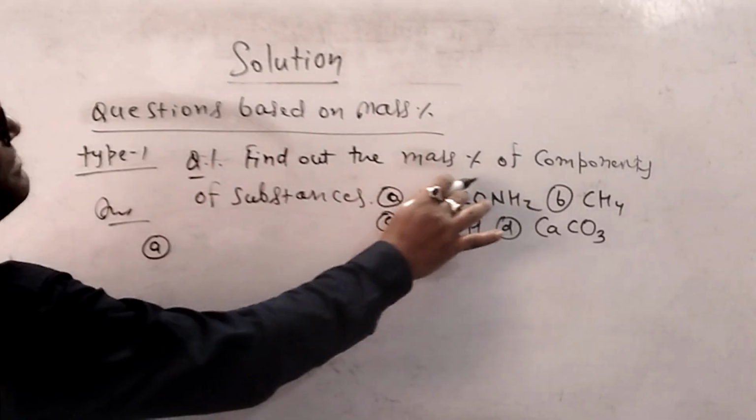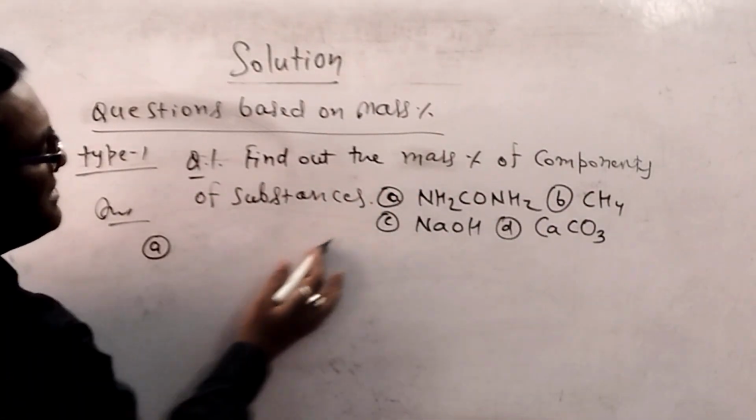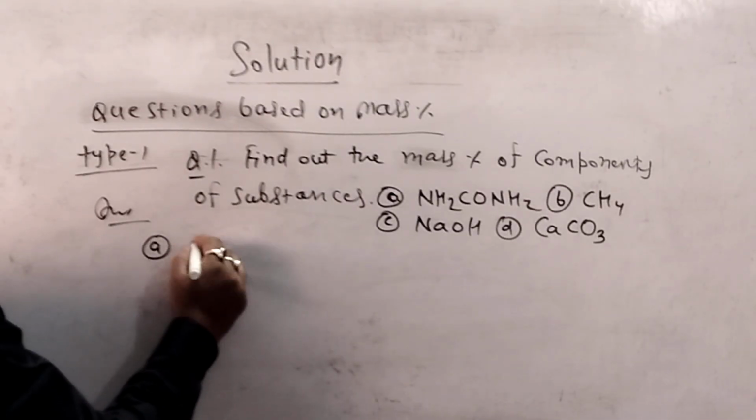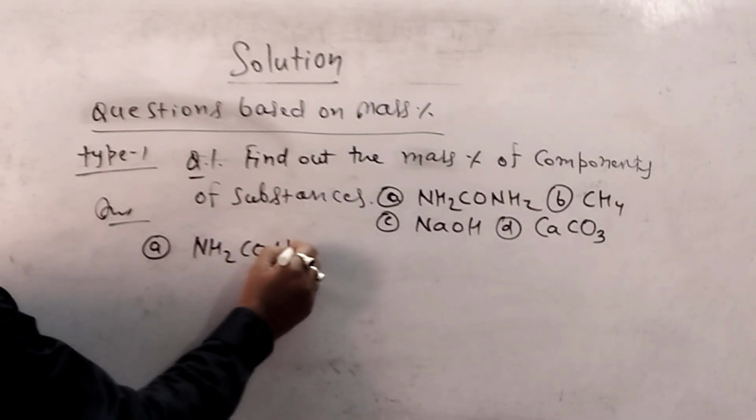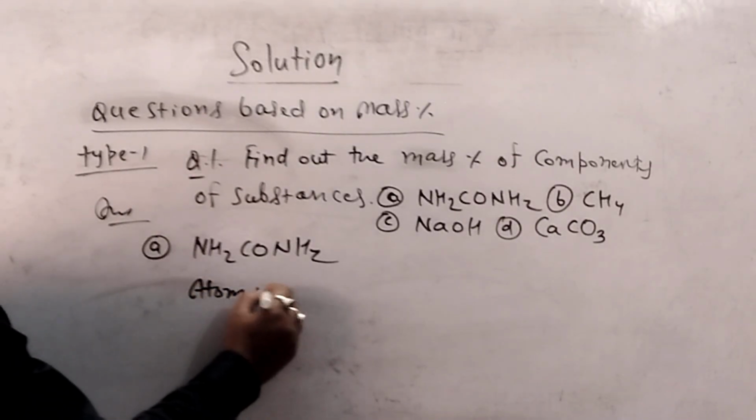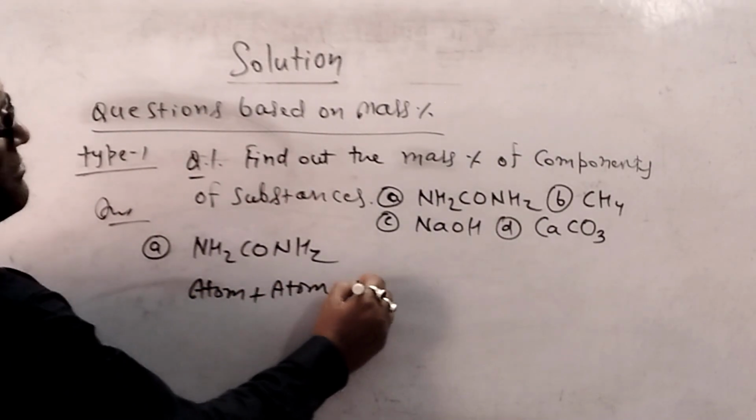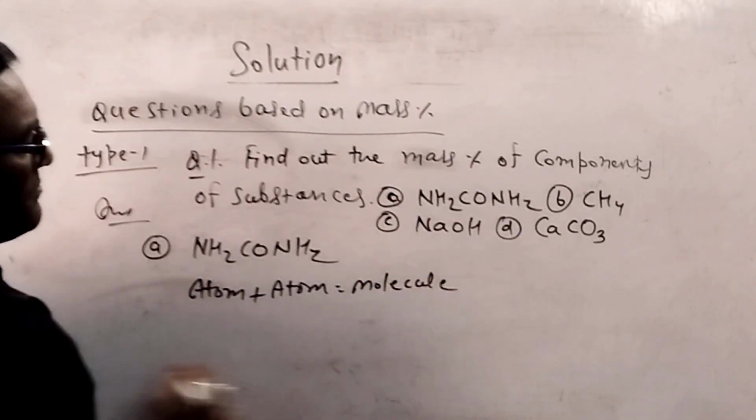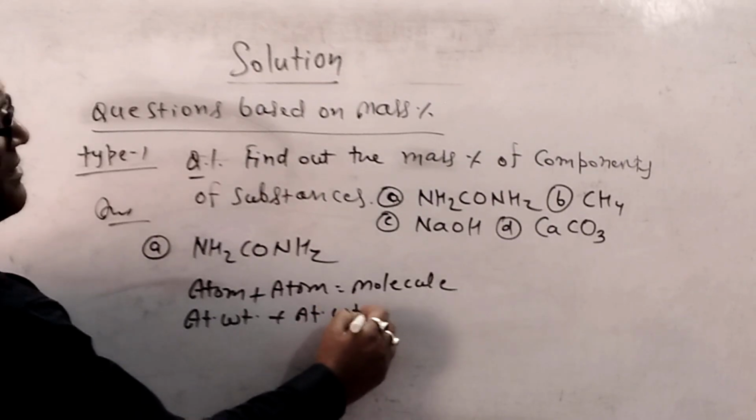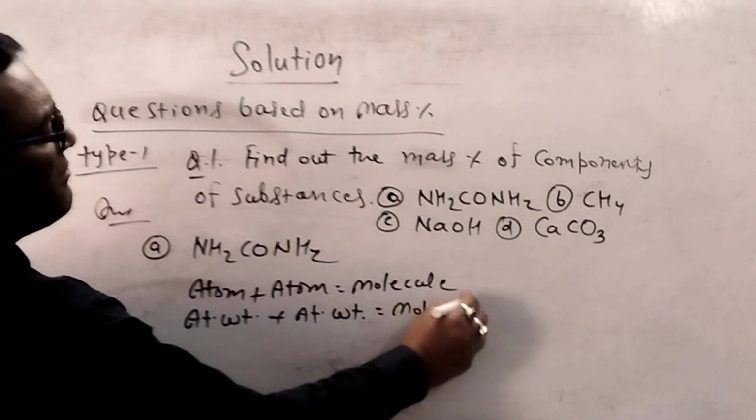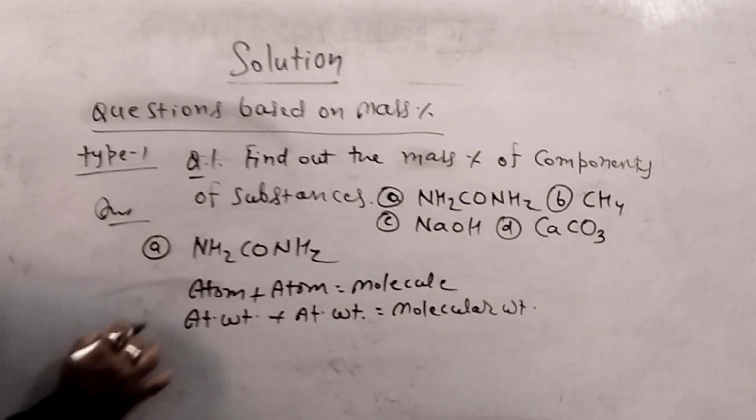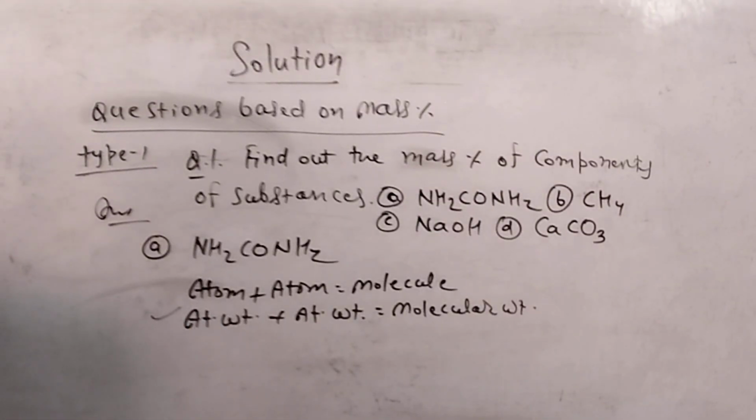What is the question? Find out the mass percentage of components of substances. First comes the substance urea, whose molecular formula is NH2CONH2. Now, atom plus atom is equal to molecule. So atomic weight plus atomic weight is equal to molecular weight. With the help of this formula, we can easily calculate the molecular weight of urea.